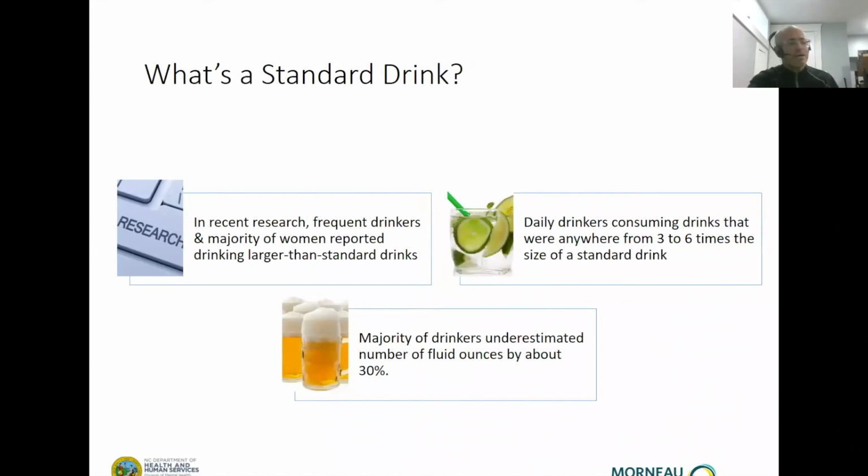What you probably already know, if you work in the field of addictions, is that most frequent drinkers, and that includes a lot of women, report drinking larger than standard drinks. And a majority of drinkers underestimate, surprise, surprise, right? Their number of fluid ounces by about 30%.